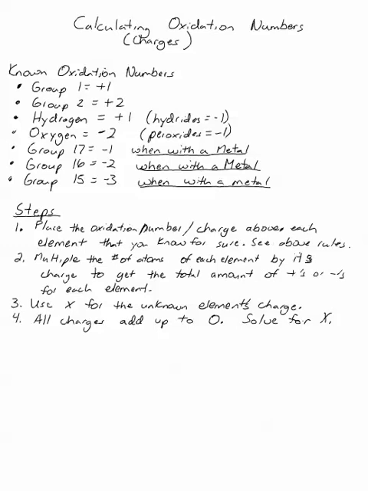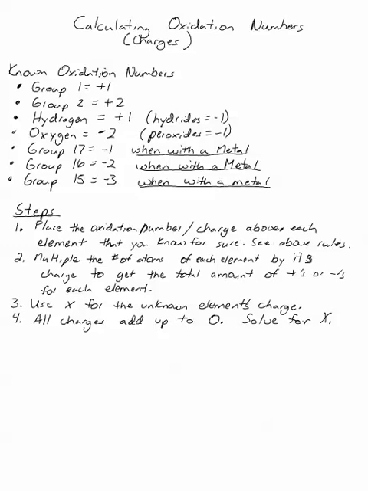Now, how do we then figure out if we have some unknown charges for an element? How do we figure it out? Well, first off, place the oxidation number or charge above each element that you know for sure. Make sure you check the above rules. Then we're going to multiply the number of atoms of each element by the charge to get the total amount of positives or negatives for each element. And all of the charges will end up adding up to 0.